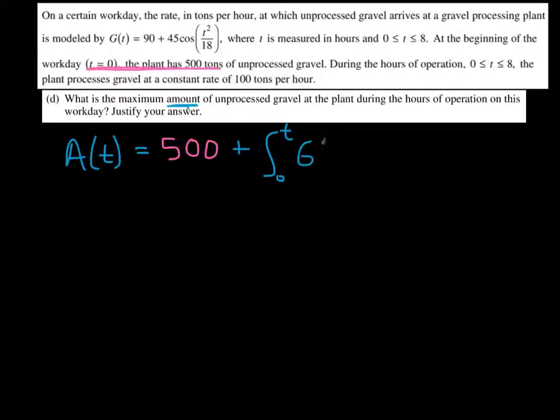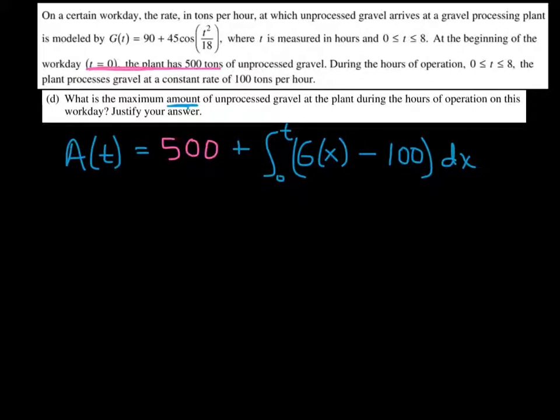So I'm going to use g of x because when I do this, I can't have the same variables. I know that's confusing, but I'm going to use g of x. That's the rate it's arriving. I have to subtract away the rate that it's being processed. So g of x minus 100 dx. Okay, so that's the amount that's in the plant at any time.